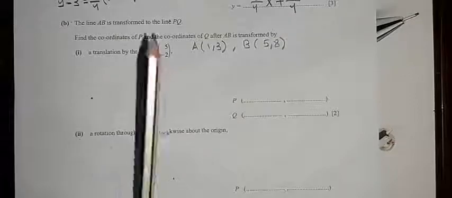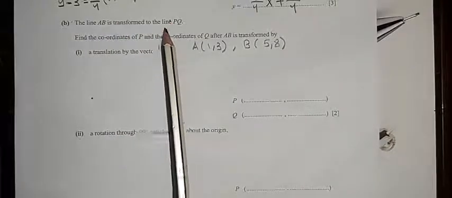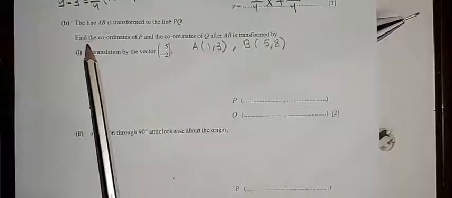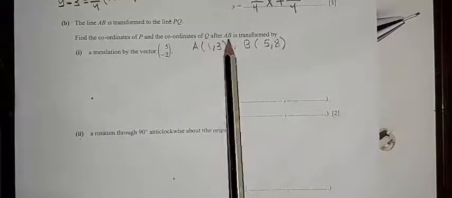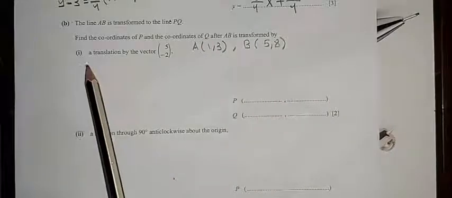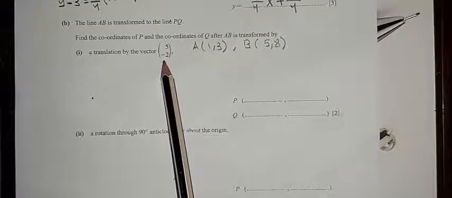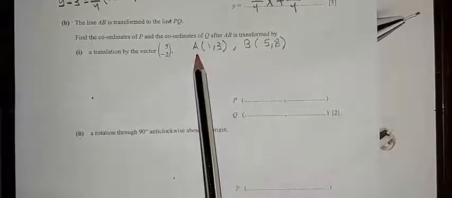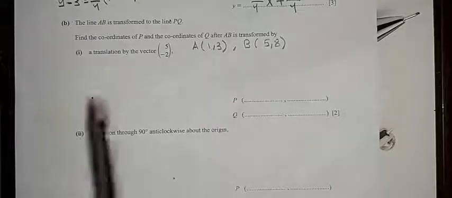In part B, the line AB is transformed to the line PQ. Find the coordinates of P and the coordinates of Q after AB is transformed by a translation by the vector (5, -2). Here we have the points A and B. I already wrote them here.